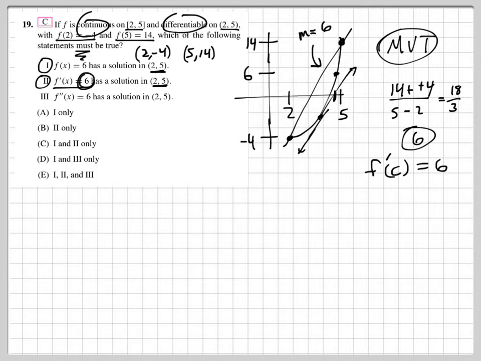It says f double prime of x equals 6 has a solution in this interval. Okay, well, this is kind of weird because we don't have an MVT for f double prime. But we could treat f double prime like f prime, but we have no information about what f prime of 2 is and what f prime of 5 is, so we can't apply the mean value theorem. So while this can be true, that is not a must be true. So I'm going to put an X on that one, and we're going to circle C for our answer.